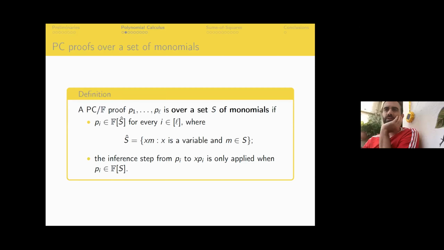Tuomas, a quick question. Do you assume that the initial polynomials are in the set S, or they might be arbitrary? Yes, they should be in the set S. All the monomials are in the set S. Okay.